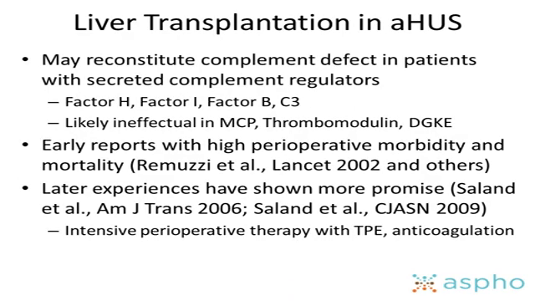So just a word about liver transplantation. This has shown some benefit in patients with atypical HUS, primarily because the circulating regulatory factors, factor H, I, B, and C3, are all produced by the liver. And so providing a healthy donor liver that makes normal amounts and normal forms of these proteins may reconstitute the complement regulation and cure the disease.